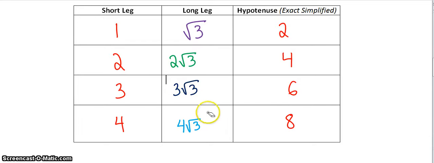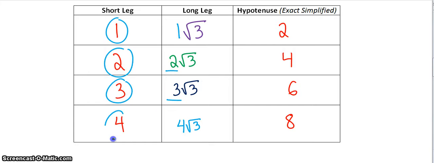The relationship I've noticed is that every single one of these has a root 3, and specifically, whatever the short leg is is the coefficient in front of the root. So this is 1 root 3, this is 2 root 3, this is 3 root 3, this is 4 root 3. That's craziness, right? So we're noticing some patterns here.